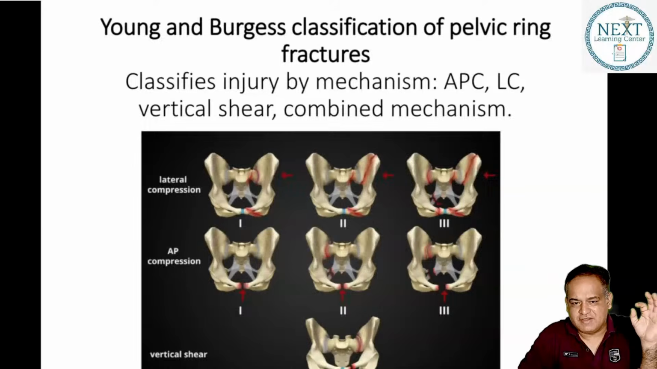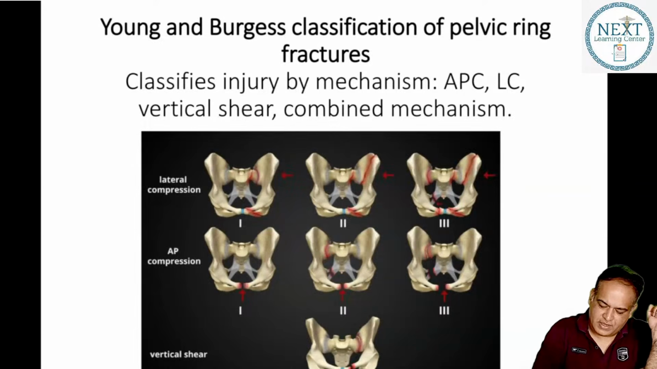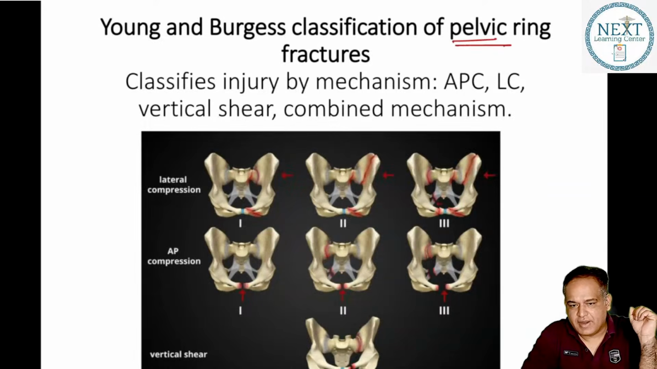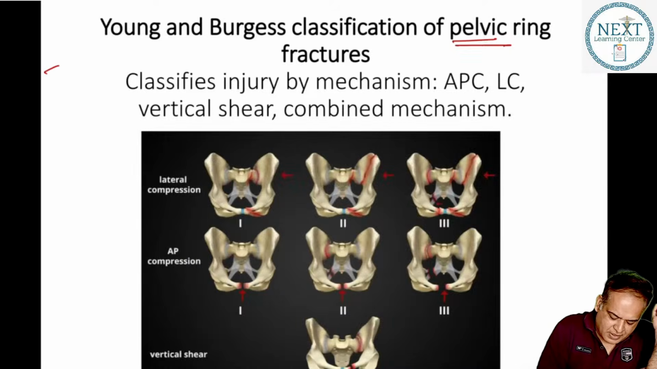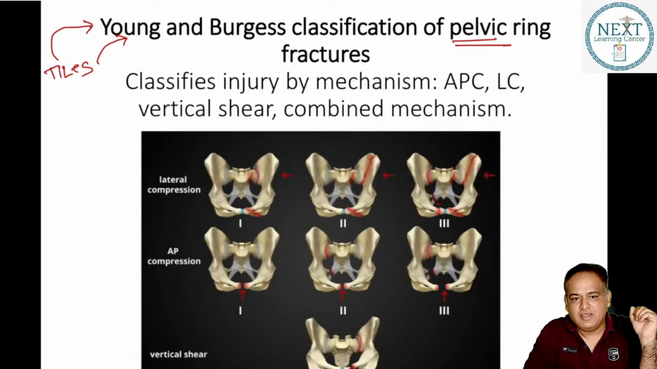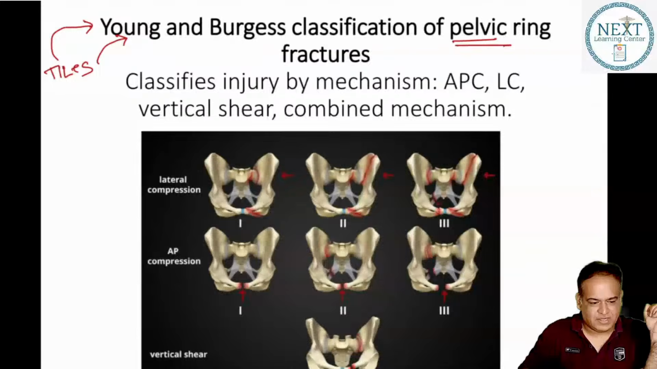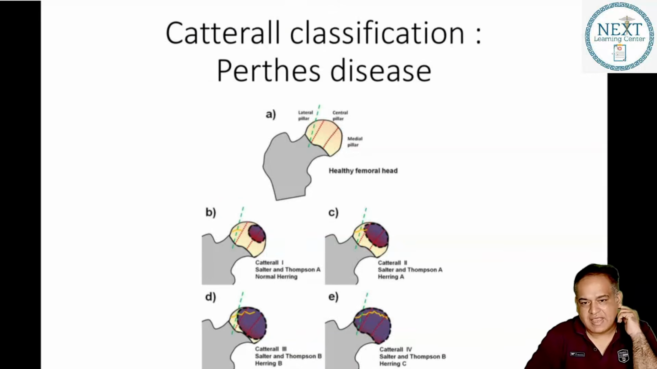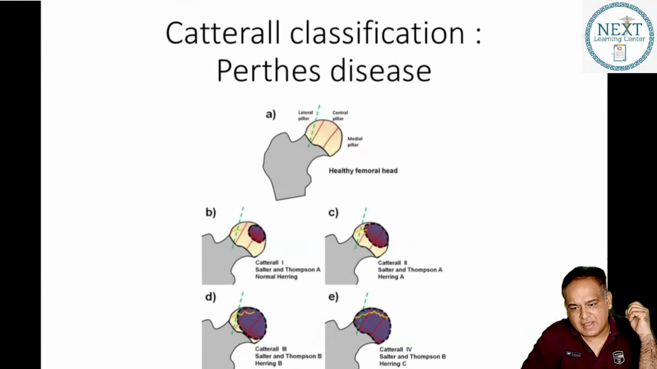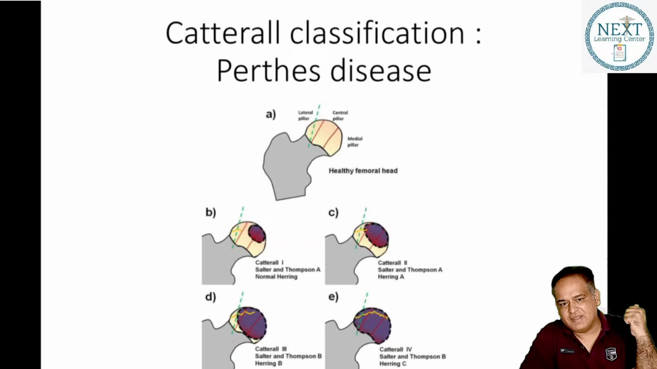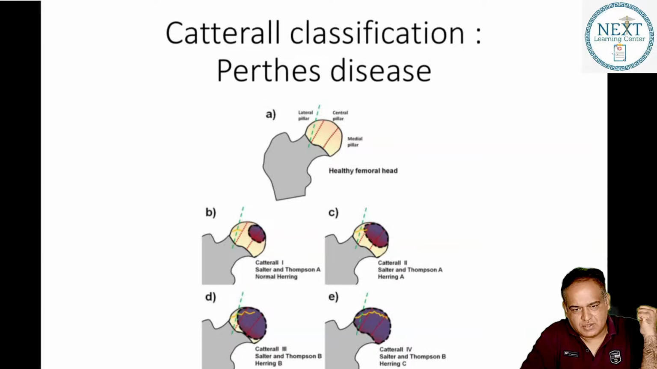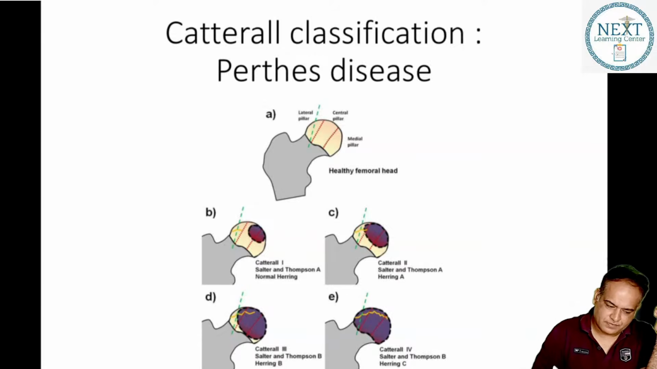Young and Burgess classification. Young and Burgess classification is for pelvic ring. Remember, Young and Burgess से पहले आती थी अपने पास Tile classification. That has been replaced by Young and Burgess classification. Right? Catterall classification is for Legg-Calvé-Perthes disease. Legg-Calvé-Perthes disease. Catterall classification.